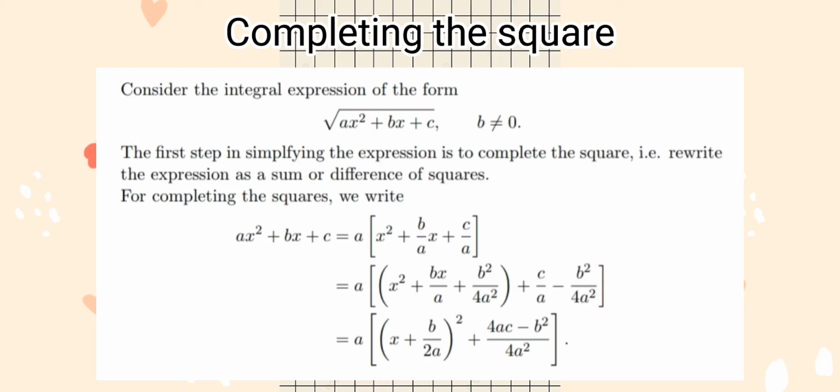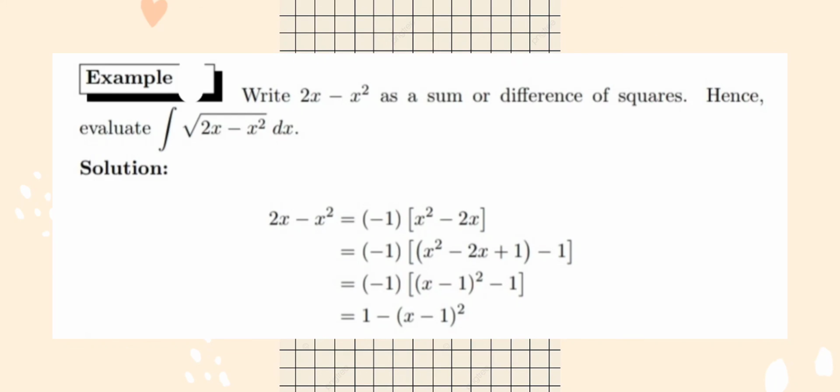The last one is completing the square. Consider the integral expression of the form square root of ax to the power of 2 plus bx plus c, b not equal to 0. This is the step to convert the expression ax to the power of 2 plus bx plus c into completing the square. Next, we look at the example. Write 2x minus x to the power of 2 as a sum or difference of squares. Hence, evaluate the integral of square root of 2x minus x to the power of 2 dx.